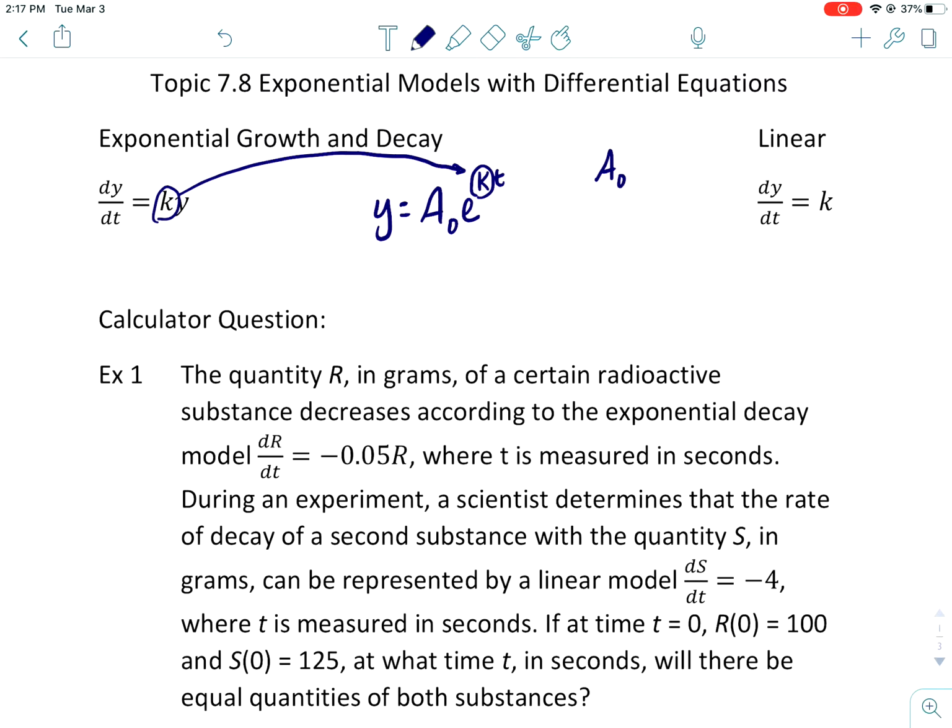All right, so in the middle of these, I'm going to write that a sub 0 is the initial amount when t equals 0. Now that has to be given to you for you to be able to do this shortcut.